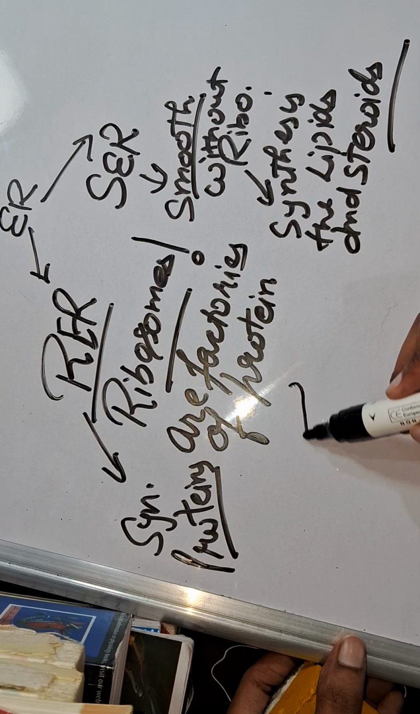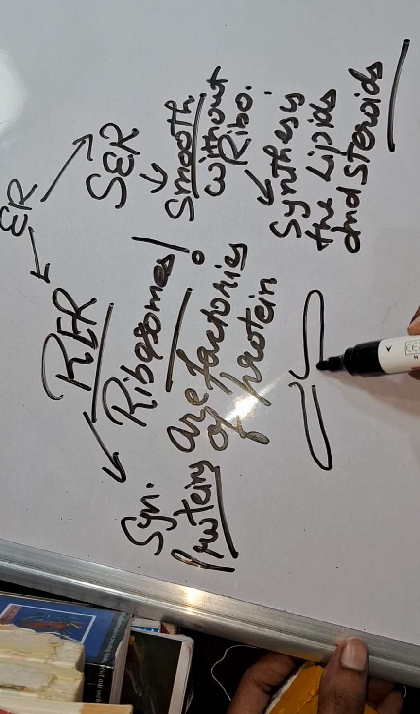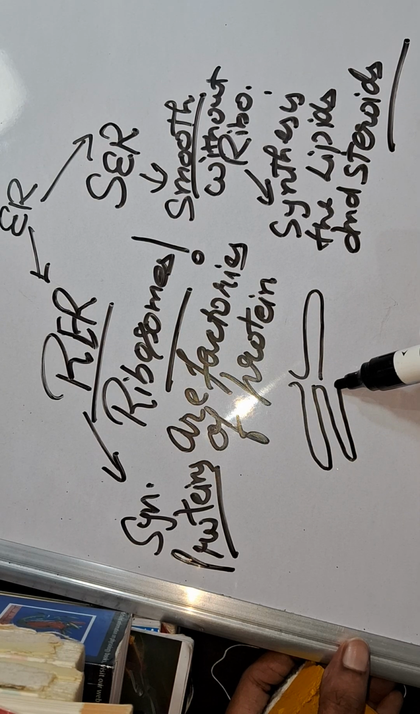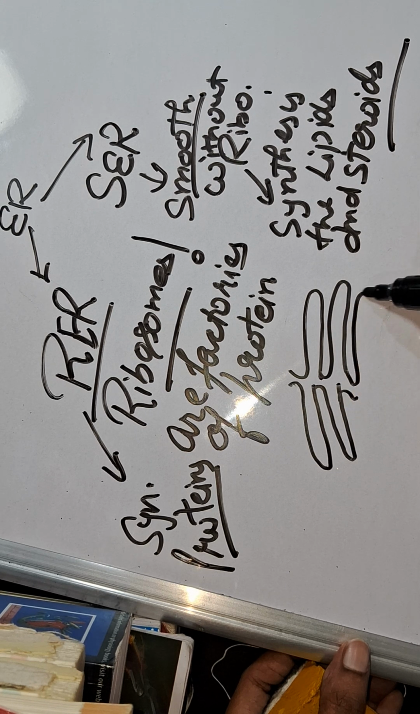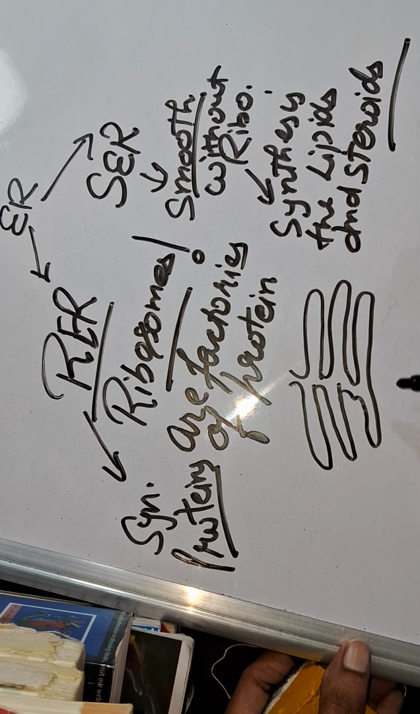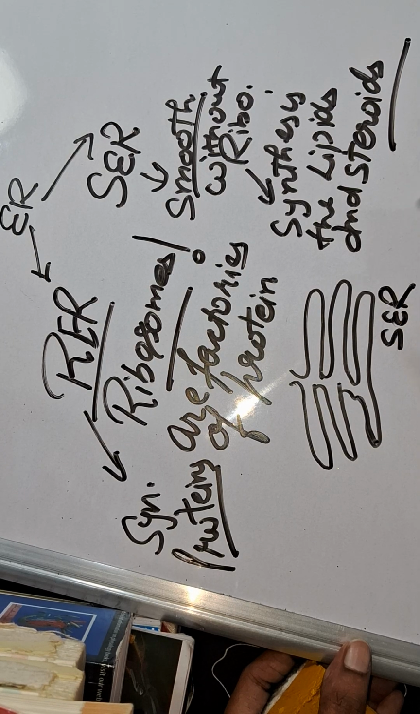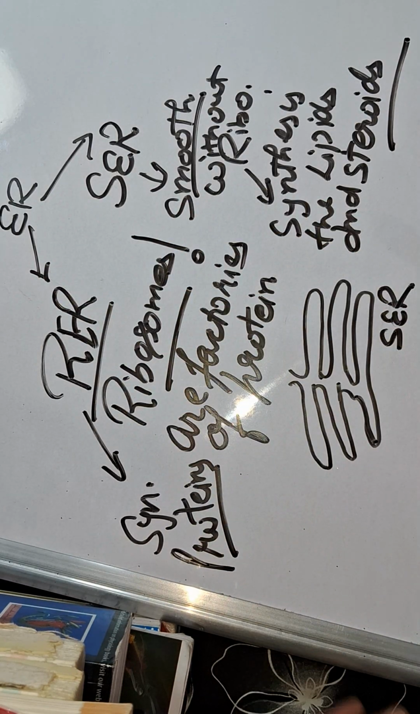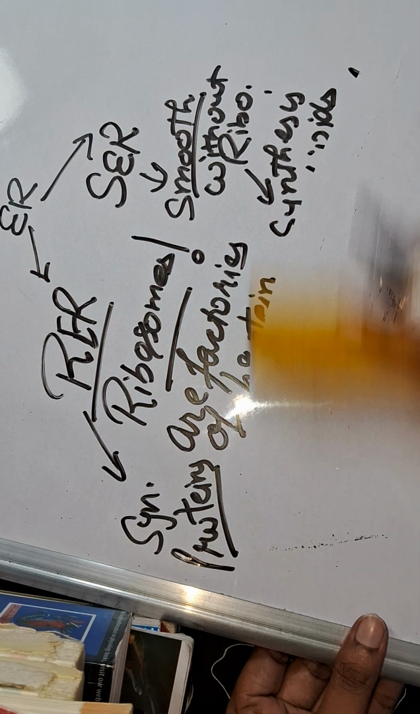Actually they are flattened structures like this. We can show it like this. This is the structure of the smooth endoplasmic reticulum, and if we add ribosomes on it, then it will become the structure of the rough endoplasmic reticulum.